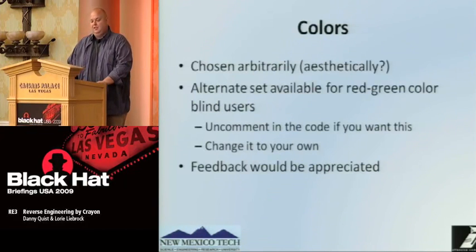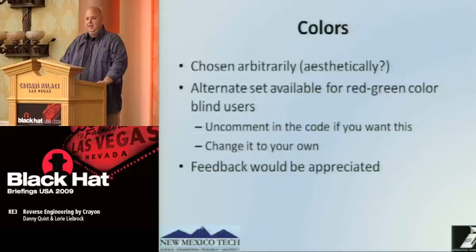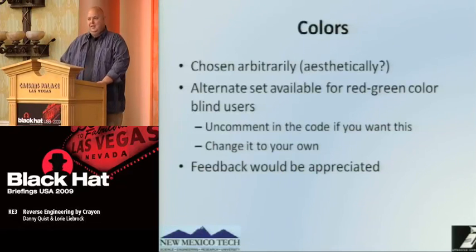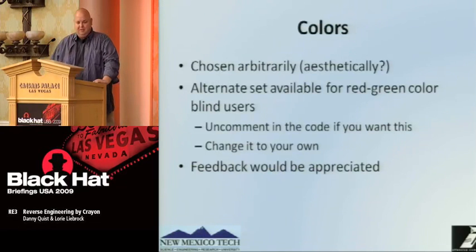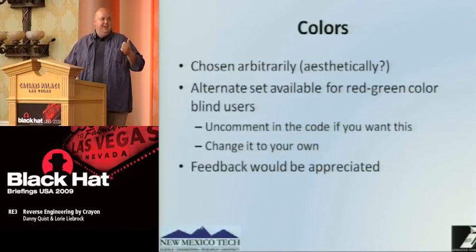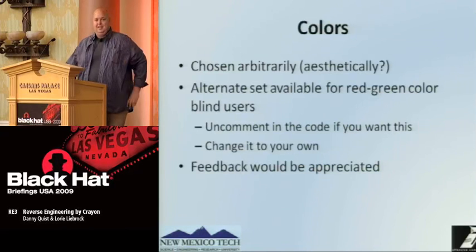Okay, so these were chosen really arbitrarily. Mostly I said, hey, I need a new color, and I did that. So I'm not red-green colorblind, but one of my friends is, and he looked at these graphs that I was building, and he said, that's great, but everything's brown. So what I did is I sat down with him, and I came up with another alternate set inside of here. It's inside of the uncommented code, or it's inside of the code.